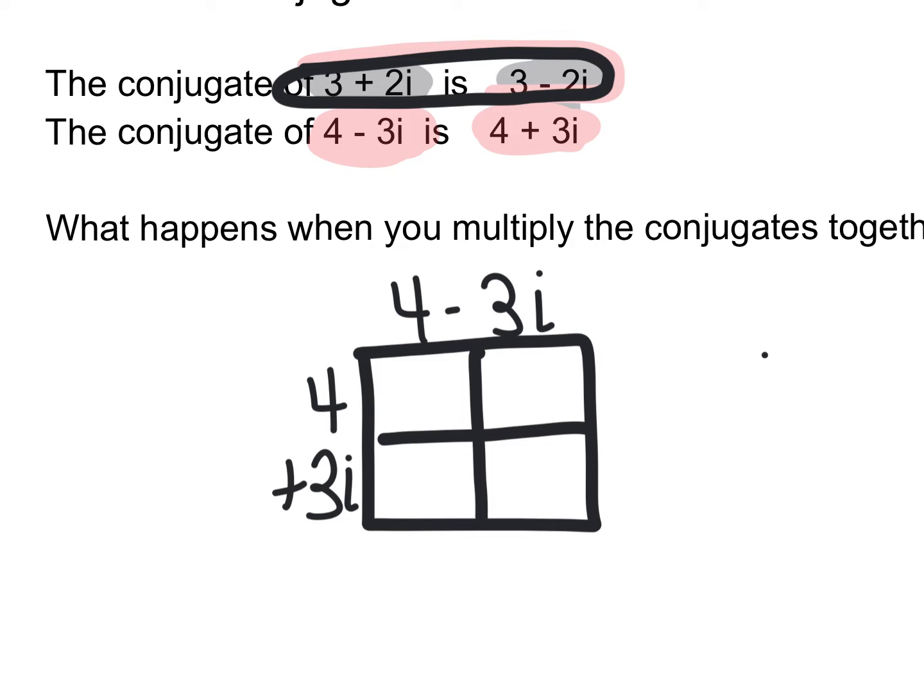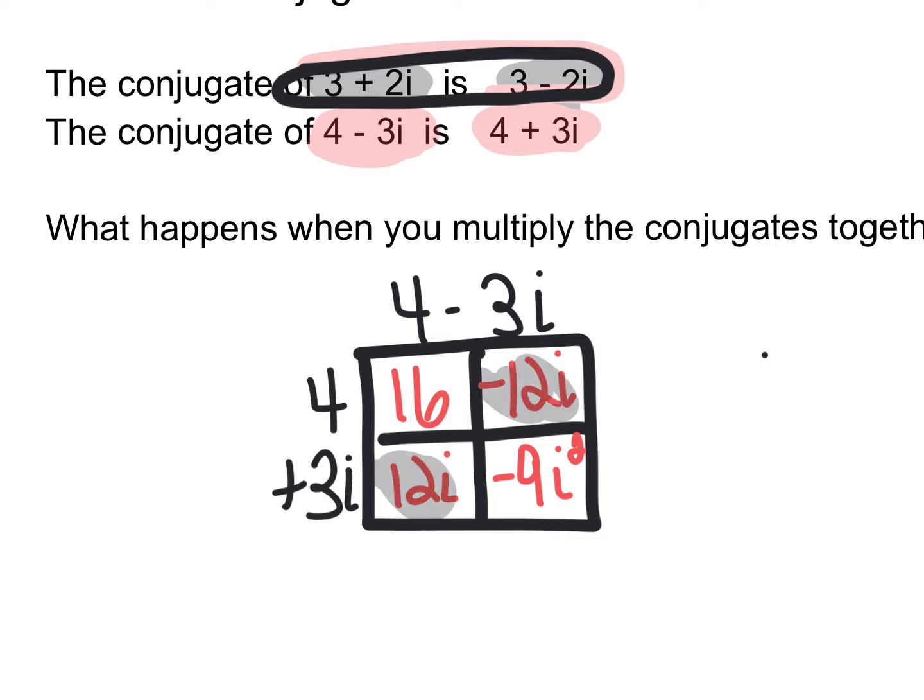So we multiply it out, we get 16. 4 times -3i is -12i. 4 times 3i is positive 12i. And then -3 times 3 is -9, i times i is i squared.